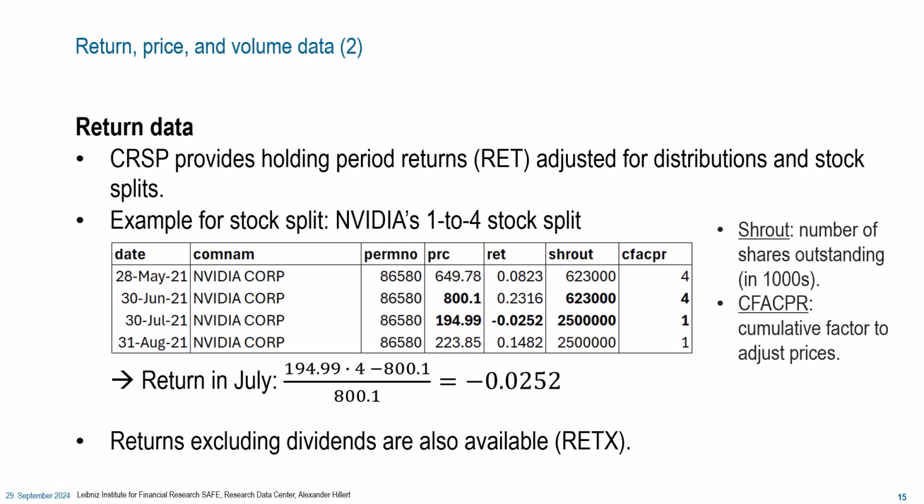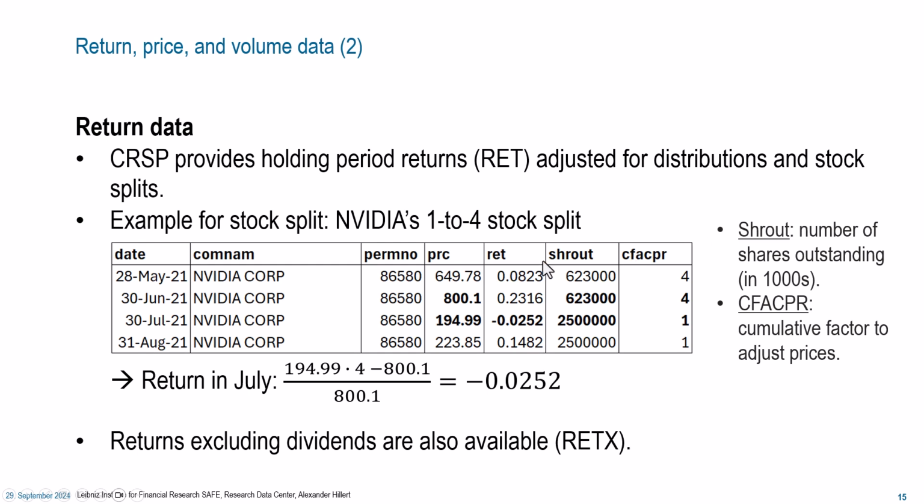So let's double check this number. How would you do that? Let's assume you own one NVIDIA share at the end of June worth $800. At the end of July, you got 4 NVIDIA shares because there was this 4-to-1 split. So we have to take 4 times the $195, subtract what we had the month before, the one share being valued at 800, and to get a relative return, we divide by the old share price of 800. And if you put these numbers in the calculator, you will get a return of negative 2.52%, and this is exactly the number that you have here.